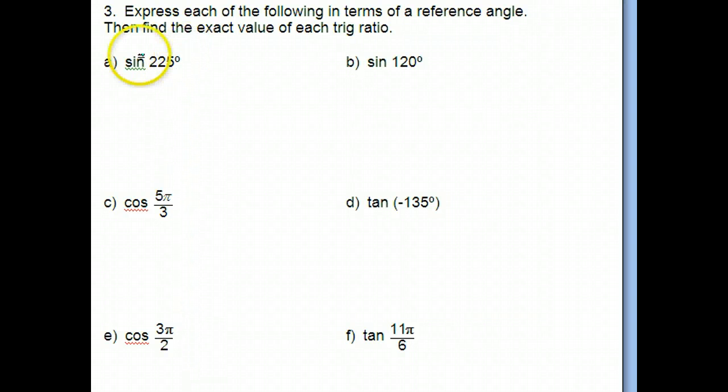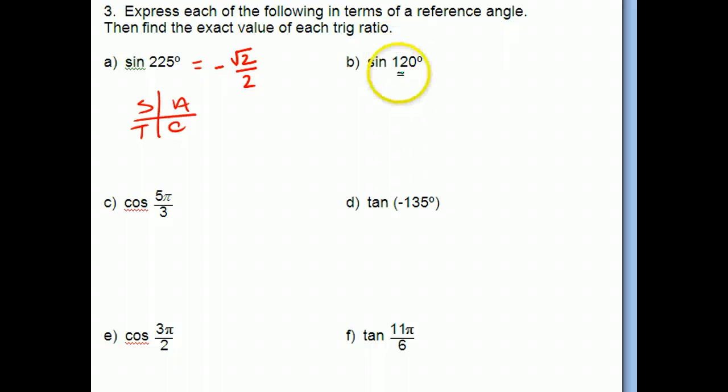So a 45-degree reference angle for sine is going to give me a value of root 2 over 2, and then by using CAST, I can think of which quadrant it's in. It's going to be in the third quadrant, so that must be a negative value. Okay, so that's doing it without the picture.